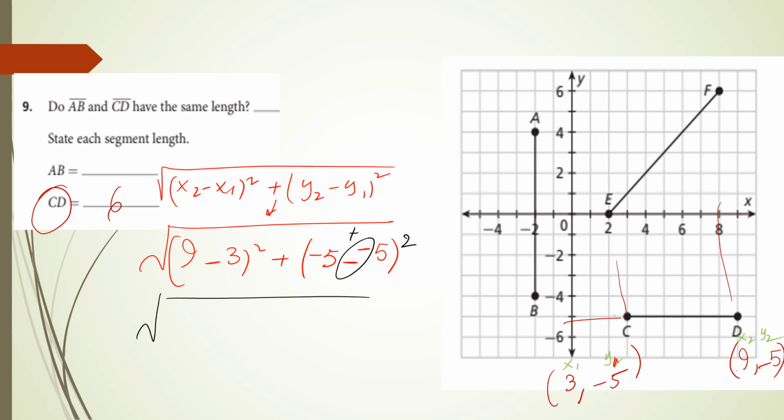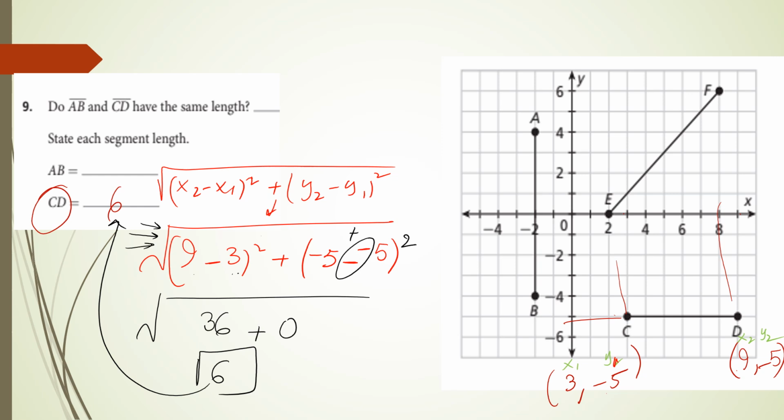Now, if you are doing it by calculator, you will write it all in the calculator and you will get the answer 6. If you are doing it manually, 9 minus 3 is 6. 6 whole square gives you 36, plus -5 plus 5 gives you 0. 0 square gives you 0. Square root of 36 is 6, and you can check that the answer both ways is correct.